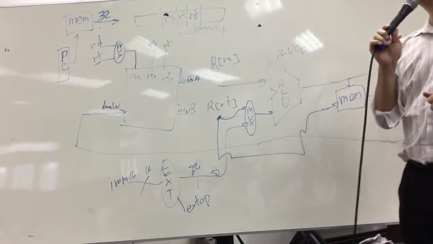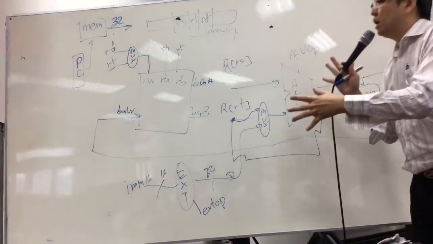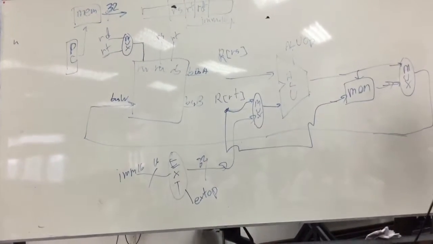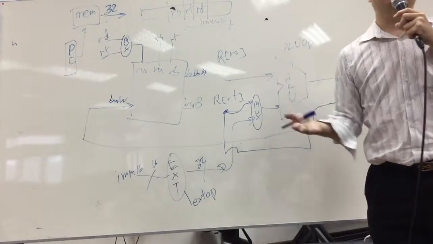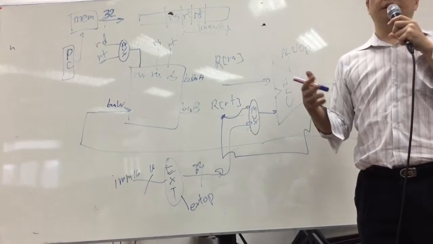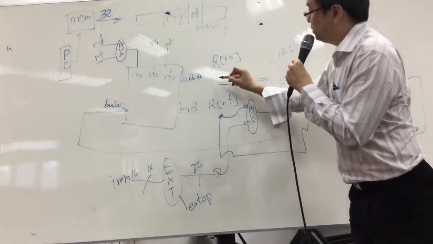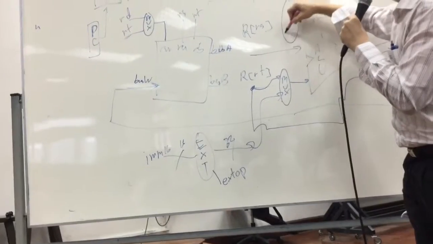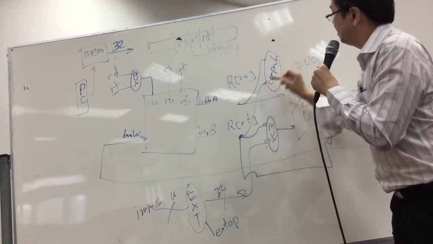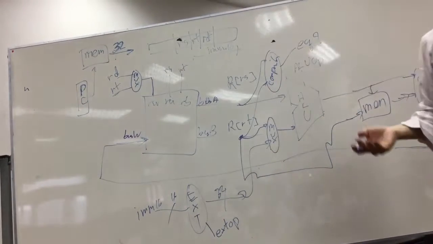BEQ, branch if equal. Now we got RS and RT, and we have them at bus A and bus B. Somehow you want to make sure whether they are equal or not. There are several ways to do it. In your slide, they introduce a new component, a comparator, and they just connect these two lines and see if they are equal or not. That's the one that's shown in your slide.